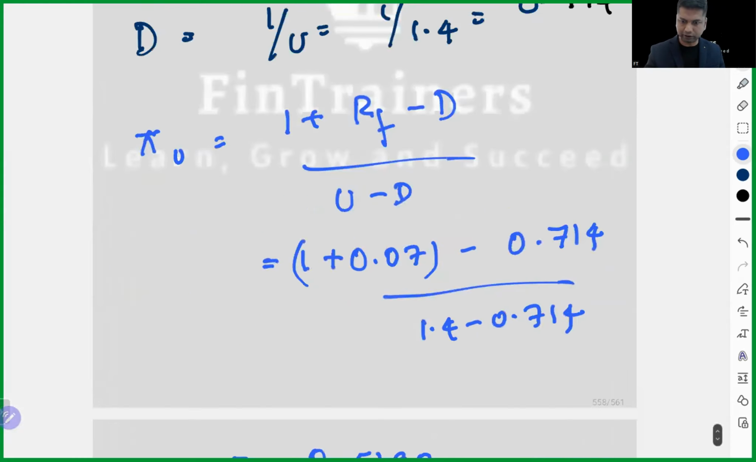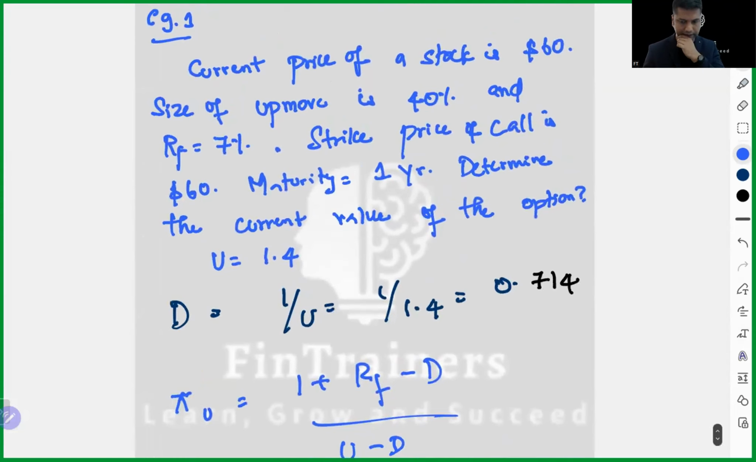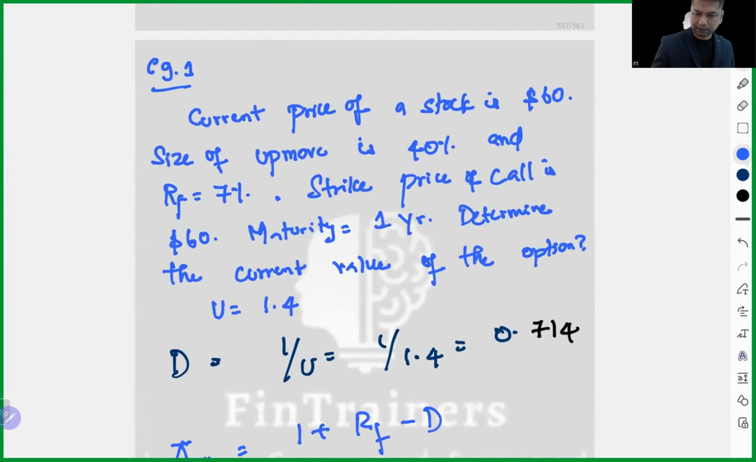We are going to start with the up move, down move calculation. Down move is 1 by u. Up move is already given: 40% from current level. So my up move is 1 plus 0.4, which is 1.4. Make it all in decimals; don't use percentages here. Down move is 1 by u, so 1 by 1.4, which is 0.714. Do the calculation and make sure you're also getting the same answer. So this is my step 1.